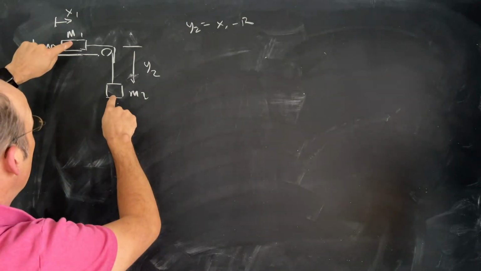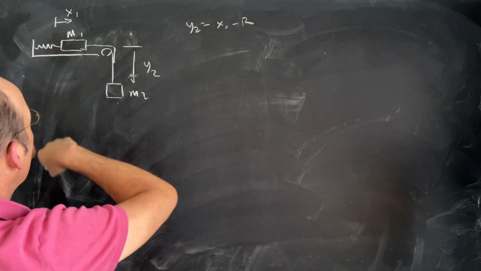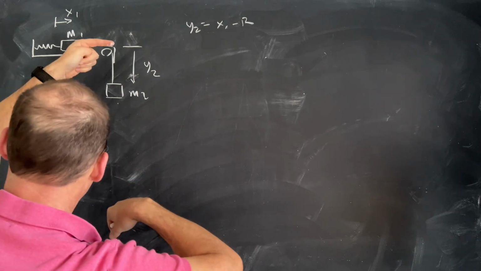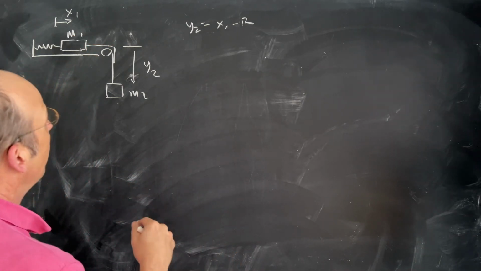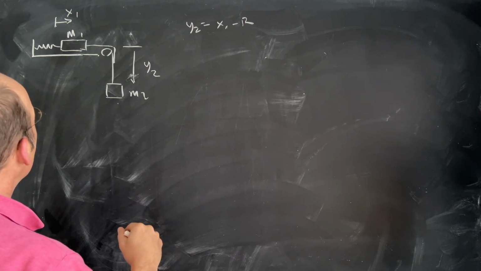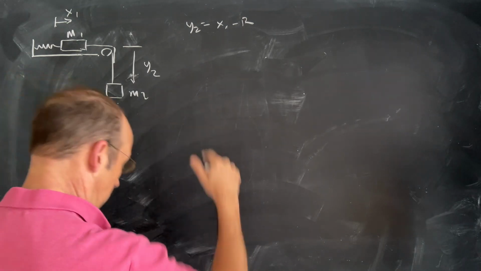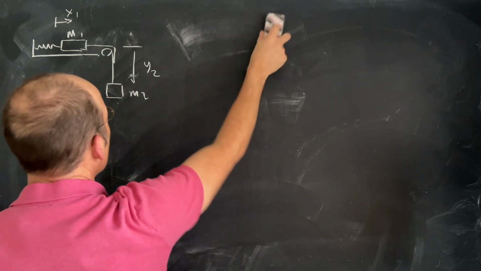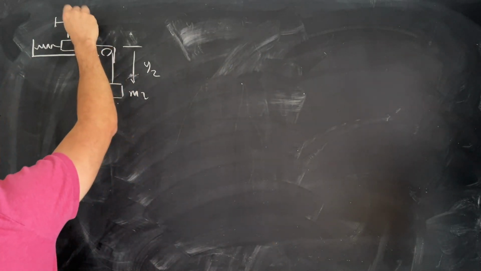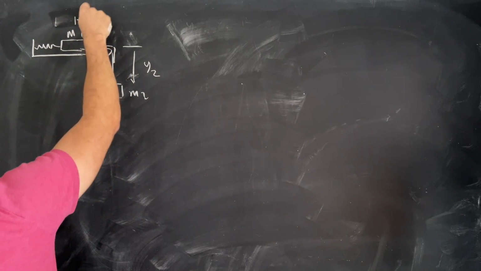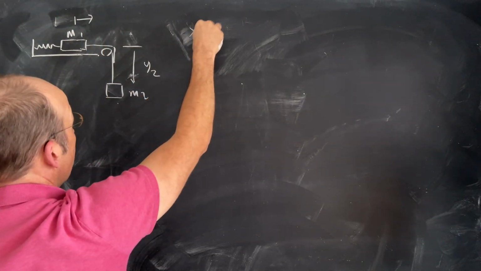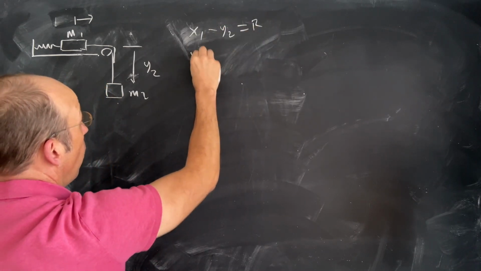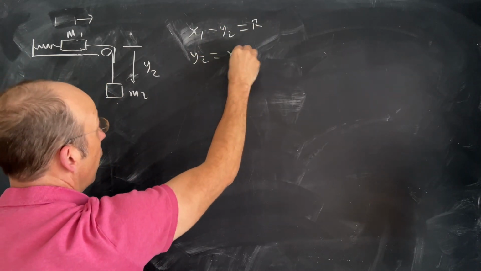So x1 plus, well, it's not quite true, but x1 goes that way. Actually, no. I think that works. So let's say if this moves, okay, this makes more sense if I put it like that. So x1 minus y2 equals r. So y2 equals x1. Okay, I had it right.